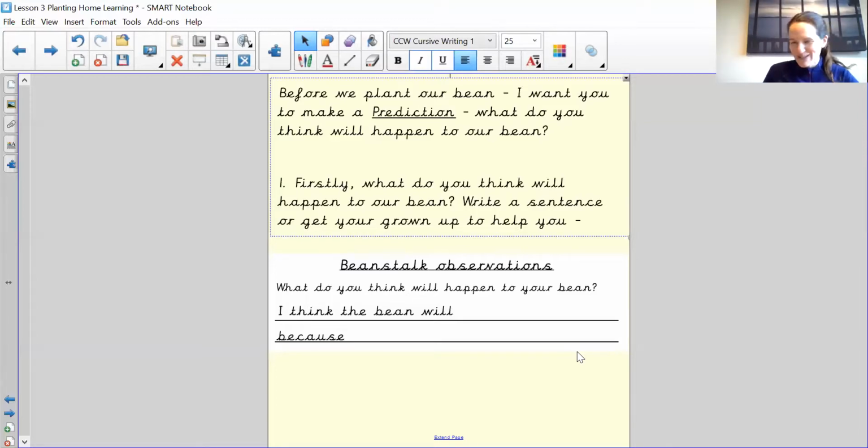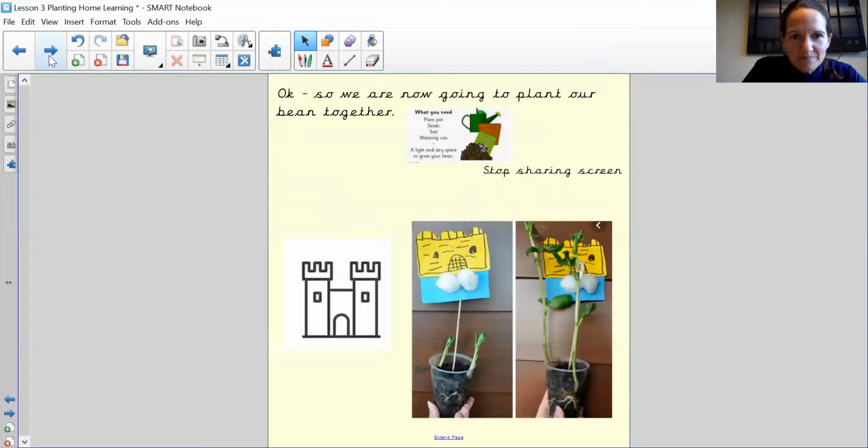Sorry, I've got my watering can now. So now I've got my watering can to plant my bean. So did you write your predictions? Perfect. Okay, so let's start. So now we're going to plant our bean. Now the reason why we are planting a bean is because we are learning about Jack and the beanstalk in English. And what does Jack climb up to get to the top?